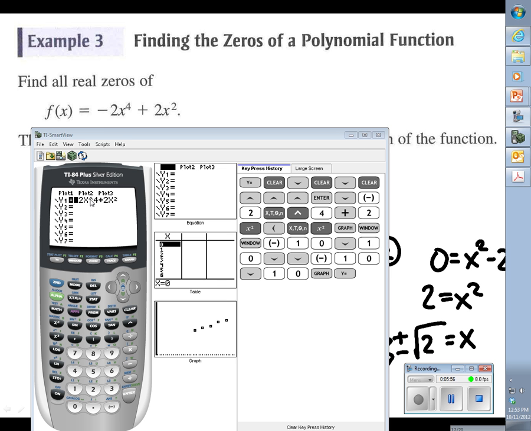Okay, so I've got my graph, my function written in here, negative 2x to the 4th plus 2x squared. I went to my window and reset to negative 10 to 10 and negative 10 to 10 for my x's and my y's. Go ahead and graph it, and it looks something like this. Just looks like a normal parabola.